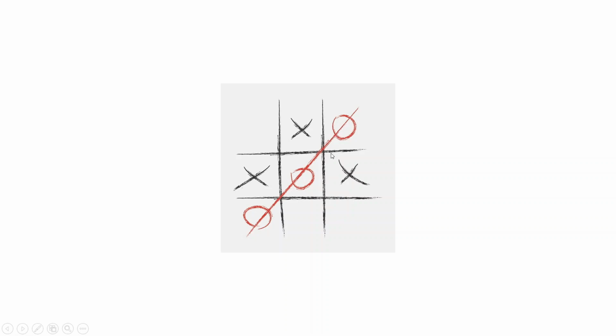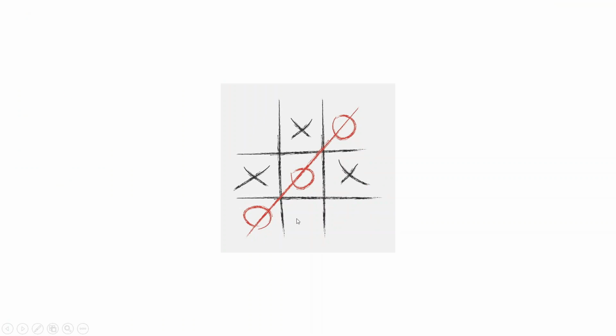So we have 1, 2, and 3. O wins. But as you can see, X also has 3, but they are not in a pattern, not in a horizontal, vertical, or cross way, so it can't win like that, right? There are 3 possibilities in which a player can win: the horizontal ways, the vertical ways, and the cross ways. So basically, there are 8 conditions in which a player can win.